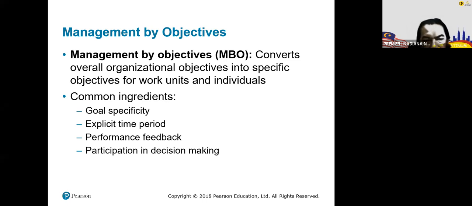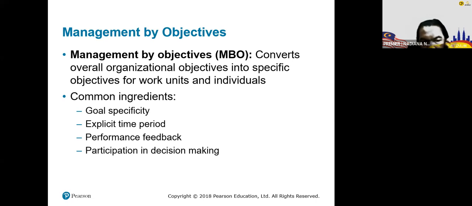In MBO, they have common ingredients. Number one is goal specificity. They have the specific goal. Then they must have an explicit time period, a limited period. That is the constraint to achieve the MBO. They have the range, the time duration, and number three is performance feedback. They must give performance feedback.